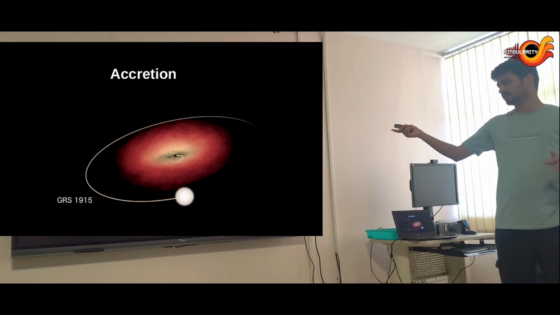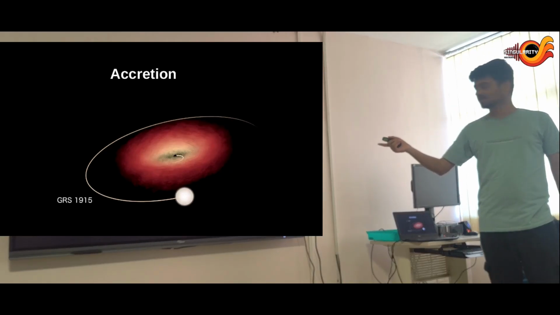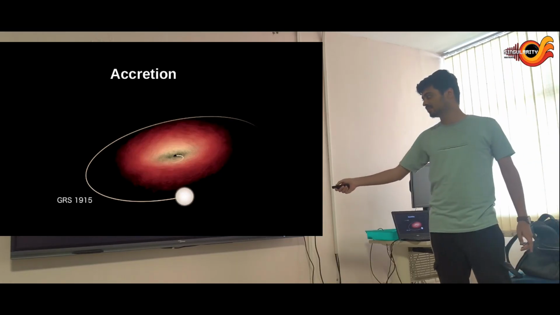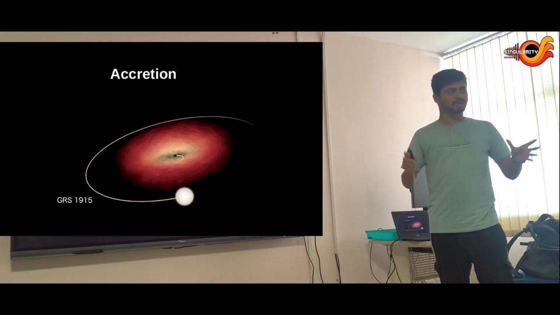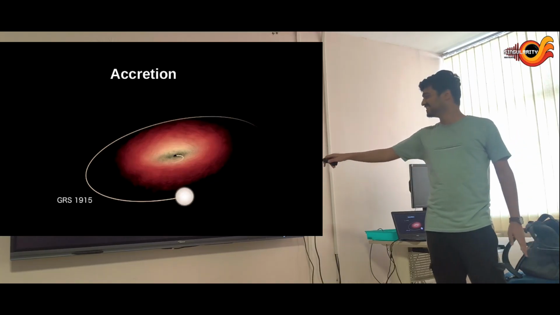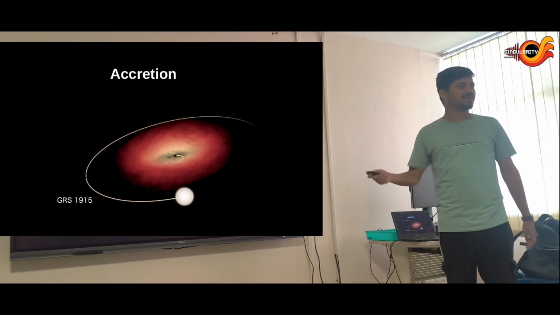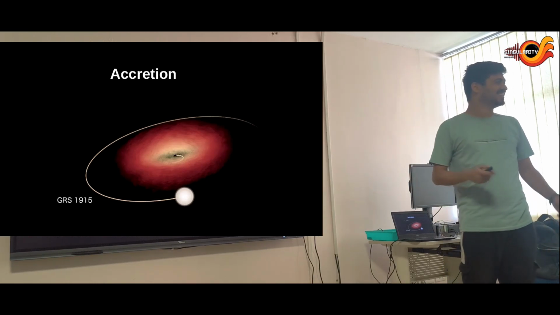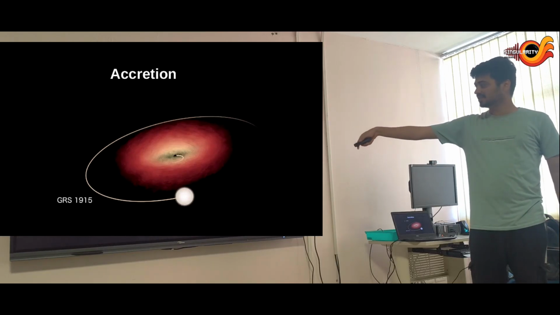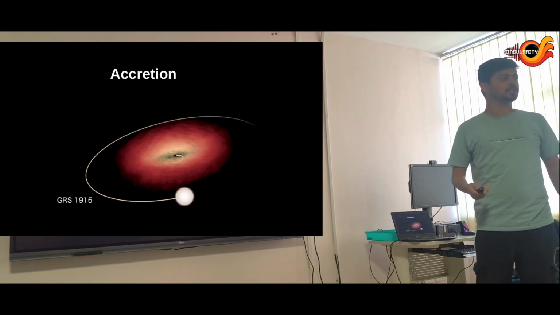This is an animation I took from the NASA Goddard Space Flight Center website. This is GRS 1915. It's a main sequence. So this white thing is the main sequence star, a bigger star. And sorry for the language, I'm very chill here currently. And that's a black hole, a small black hole. It's a binary system, sorry. And what you see around that red glowing thing, that's what you call an accretion disk.